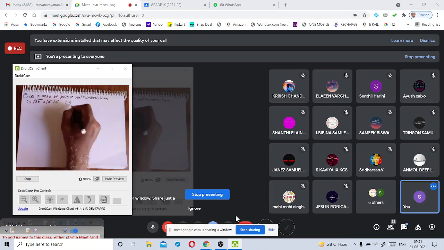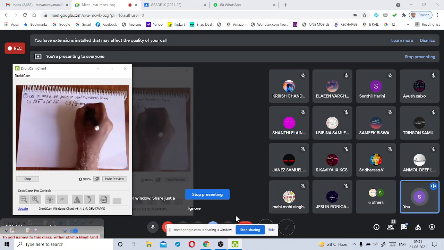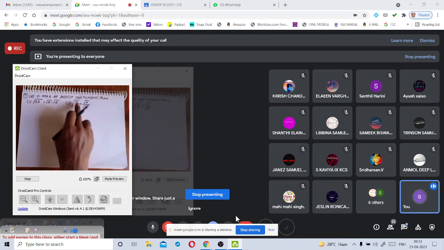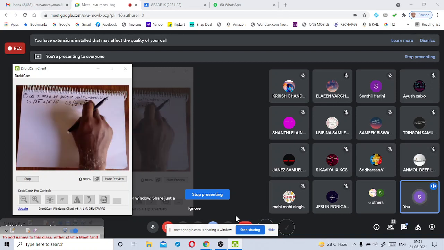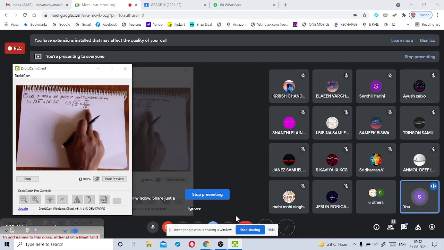Square root of a by b is square root a by square root b. If you want to find the square root of a fraction, in that case we can take the square root of the numerator separately and the square root of the denominator separately. After that we divide.